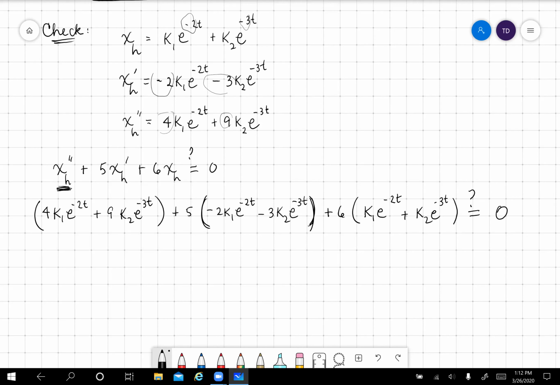All right, here's what I'm going to do for you right now. I'm going to group the e to the minus 2t terms. So let's see if you agree with this. I have 4K1 minus 2K1, but don't forget that multiplies 5, minus 10K1 plus 6K1, and all of those multiply e to the minus 2t.